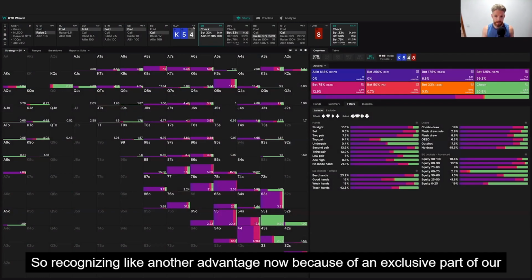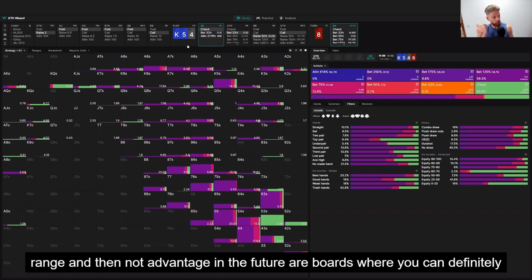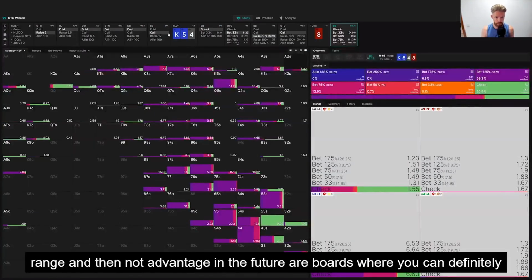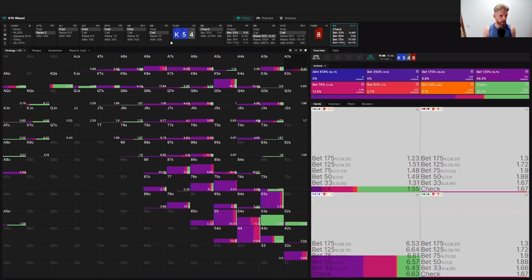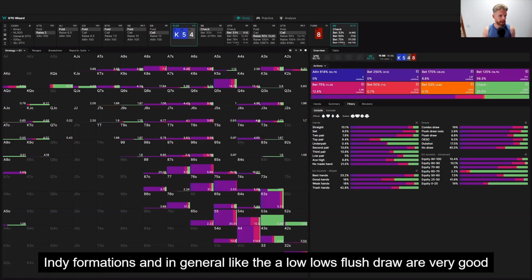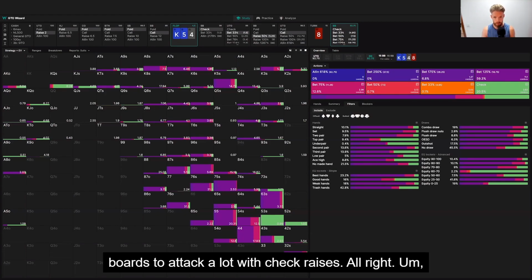So recognizing an advantage now because of an exclusive part of our range, and then a nut advantage in the future, are boards where you can definitely invest, especially in combination with over-c-betting. So the king-5-4 here in tighter formations, and in general the ace-low and low flush draw boards, are very good boards to attack a lot with check-raises.